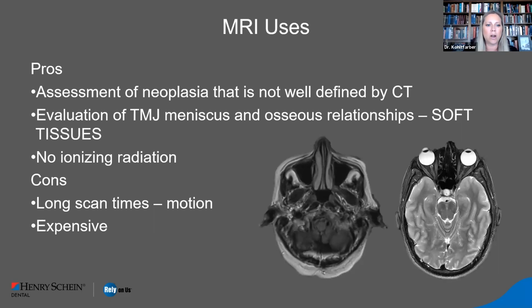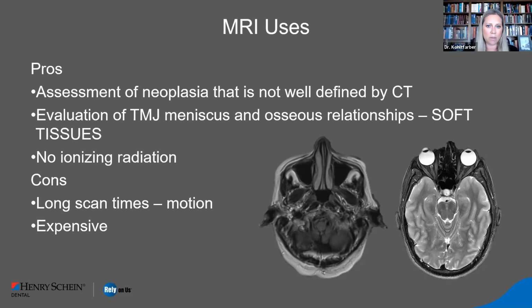So we're looking at MRI. Pros: great for assessing any type of tumors, something that's not well defined, evaluating any of the soft tissues of the temporomandibular joint. So remember, with our CBCTs, we're only looking at the hard tissues. We're not looking at the soft tissues. And if we want to look at those soft tissues, we're going to need to get an MRI for our patients. Nice thing about MRI, no ionizing radiation, but downsides, very long scan times.